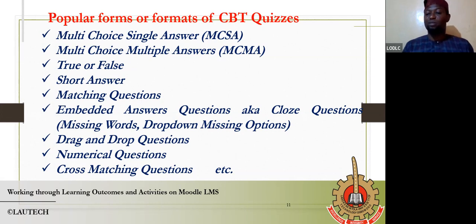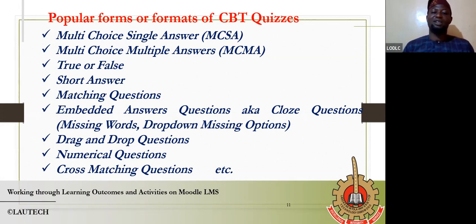Then we have multi-choice, multiple answers. In this form of our CBT quiz, students are allowed to pick more than one answer. Students are provided with several options, but the correct answers are more than one. So students are expected to pick more than one option, that is, more than one correct option. Any answer picked that is not correct, students will be marked wrong.